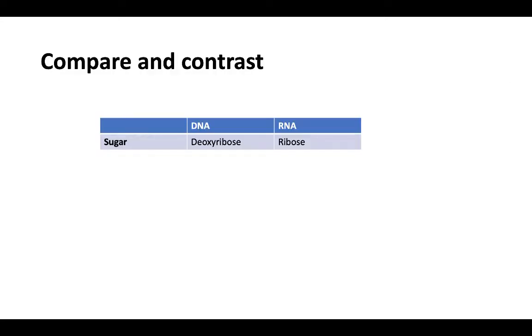Let's compare and contrast DNA and RNA. One thing that's different is that DNA has deoxyribose, while RNA has ribose. Now they both have sugars, but they're slightly different. The arrow on the right-hand side shows you where the ribose has an oxygen, a hydroxyl group, where deoxyribose just has a hydrogen.